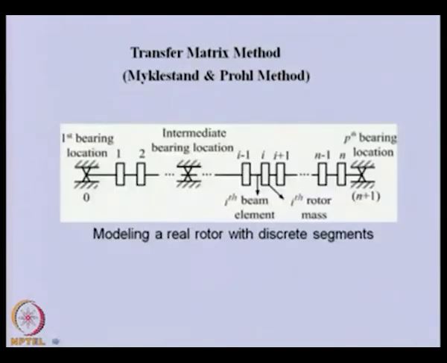So, let us take a multi mass rotor system in which we can have multiple supports also, and in this we have labeled various stations from 0, 1 up to n plus 1, and all the important discs and bearing locations we need to assign some station number.